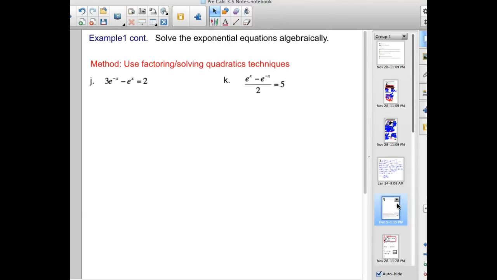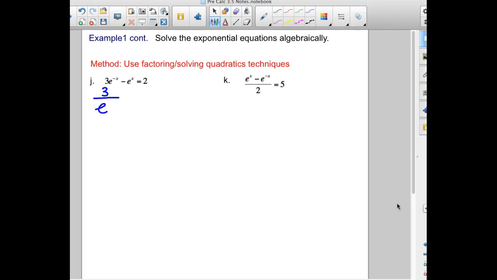All right, the last two that we're going to look at today. Again, more solving, looking at it in terms of those quadratics that we've looked at how to solve. So on this one, I'm going to bring everything to one side. Actually, let's start a different way. Let's take this e to the negative x and think of it as an e to the x on the bottom. Let's get rid of that negative exponent.